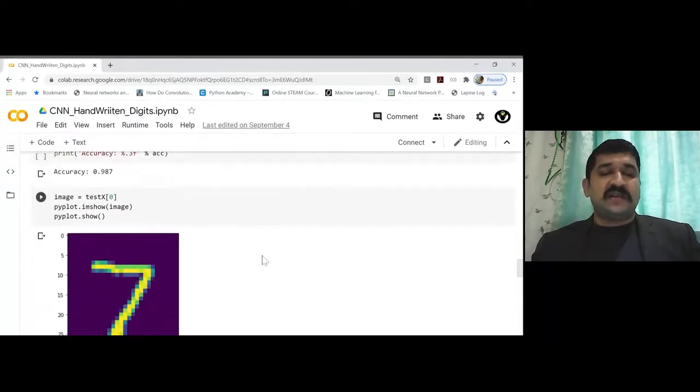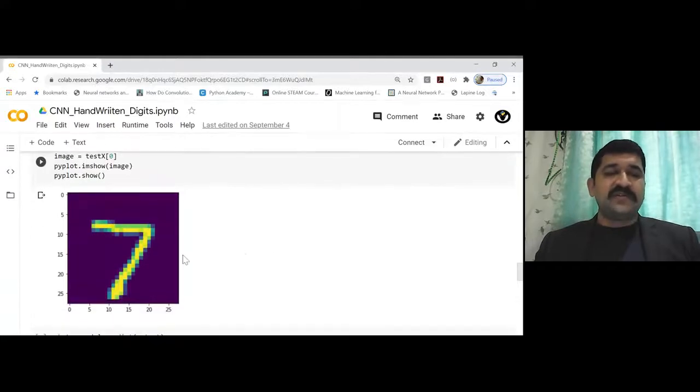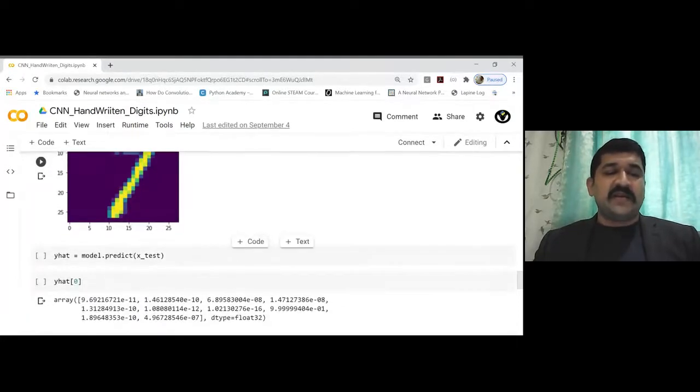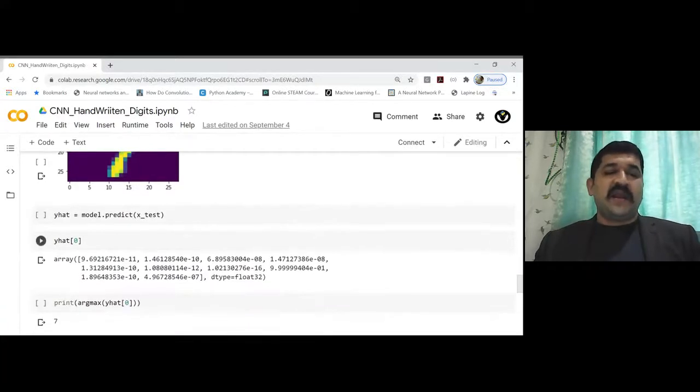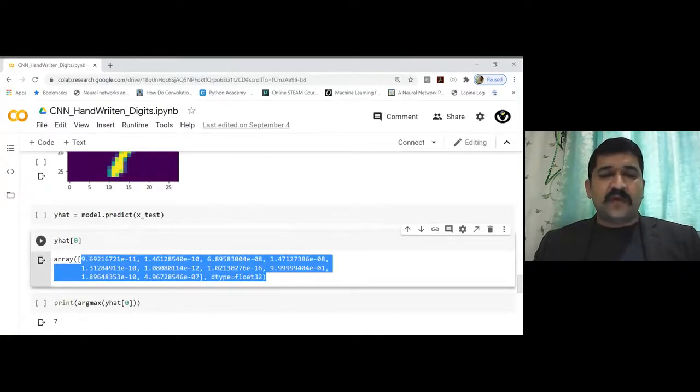So I just test the first image from the test set, and it shows me it is a 7 digit. I am passing this 7 as an input, and you can see I have drawn it bigger so you get how the pixels are counted. Now I pass this to my model as model.predict on x_test, and then I print the output. These are the outputs for 10 classes.